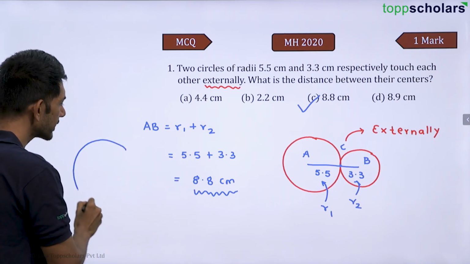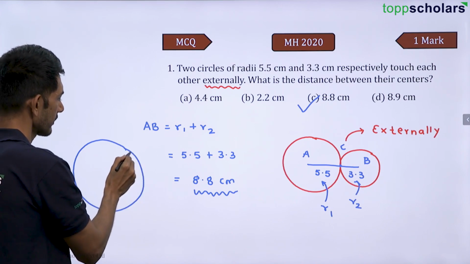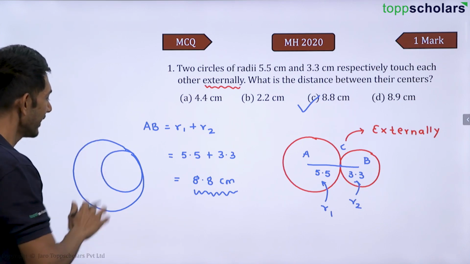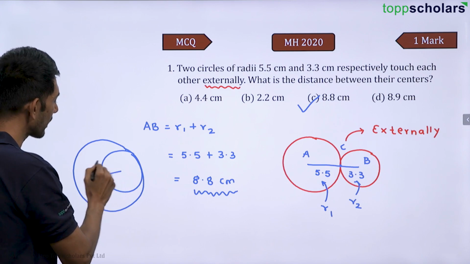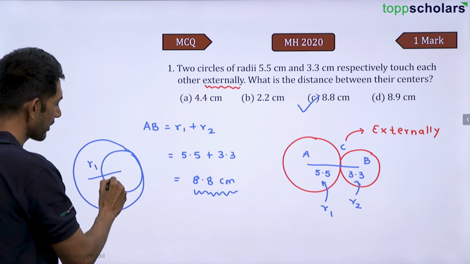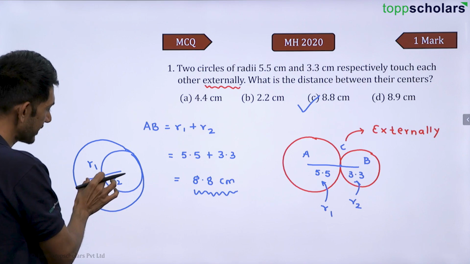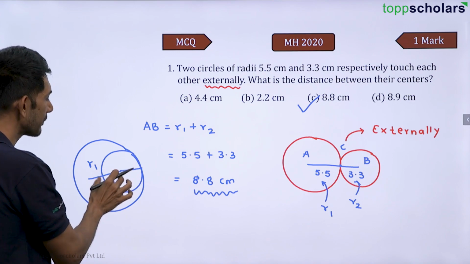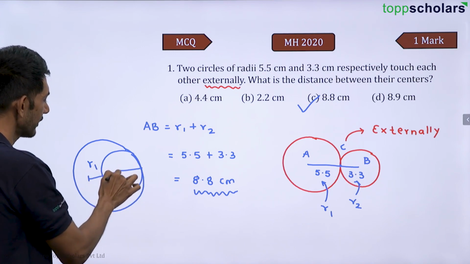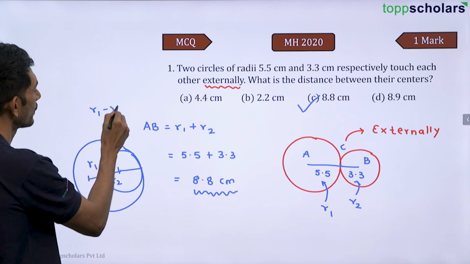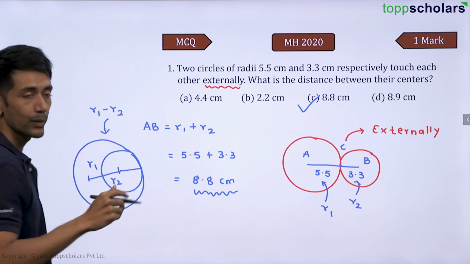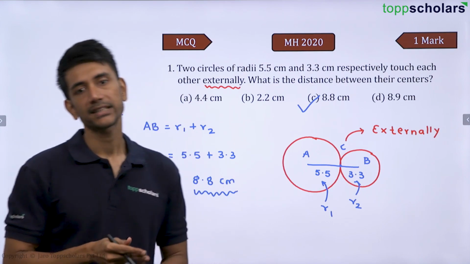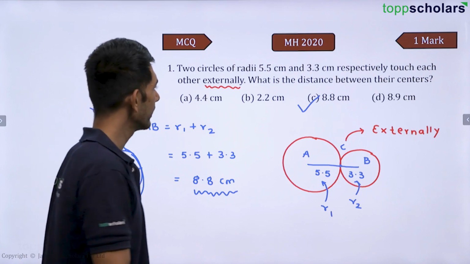If they give internal touching, as in if the 2 circles are touching internally, in that case you will subtract the radii. So if this is R1 and the inner part is R2, then the distance between the centers will be given by R1 minus R2. In that case, you will subtract. So internally touching circles, you will subtract the radii. External touching circles, you will add the radii. Perfect? Okay, let's continue.